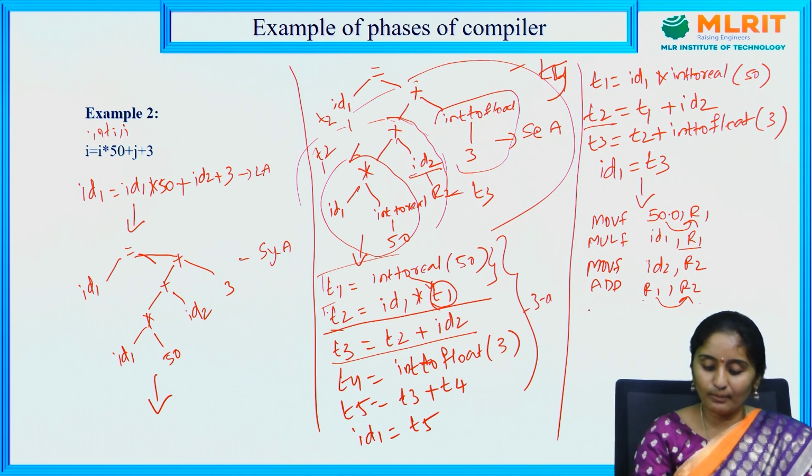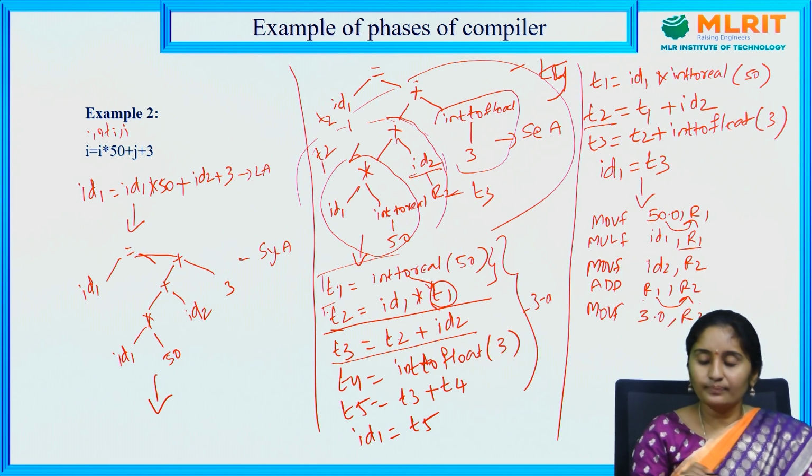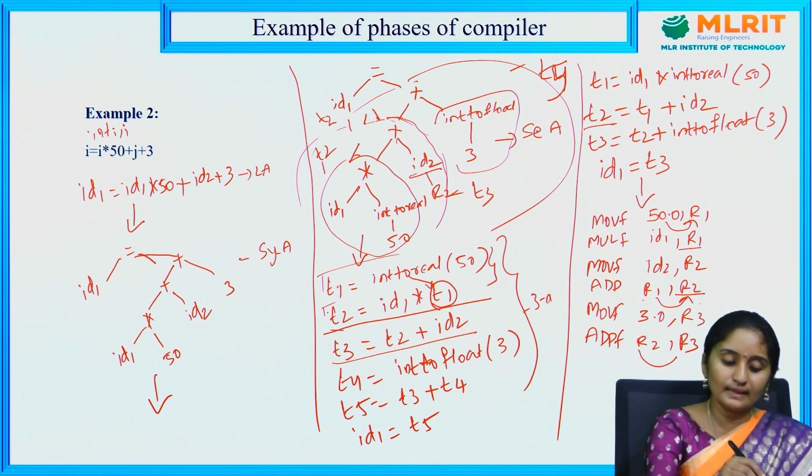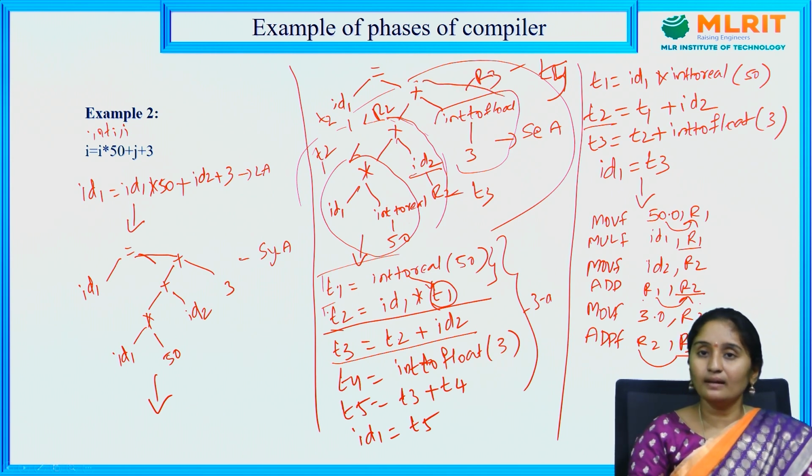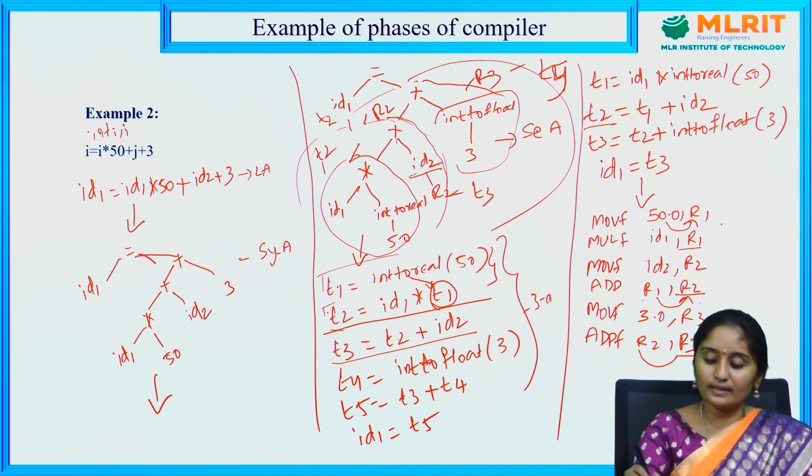The next I have move float value 3.0 to R3. We are going to move this into R3. The next I have add float value. The whole thing is stored in R2 comma R3. It adds R2 and R3, and it stores the result in R3.